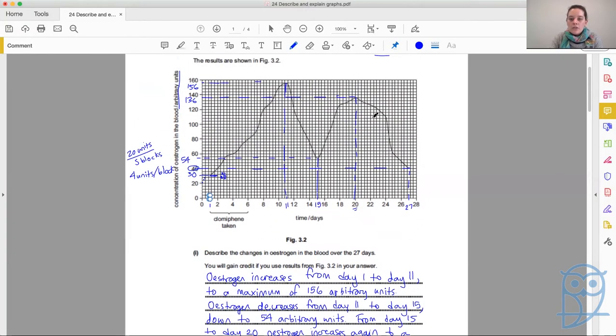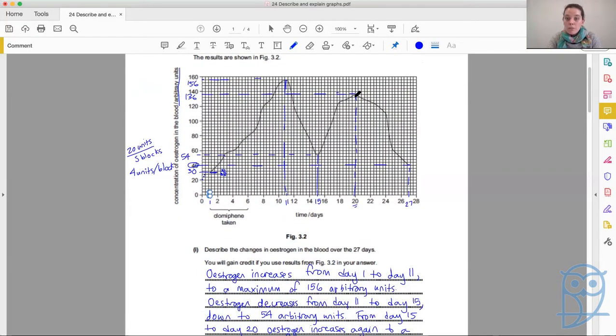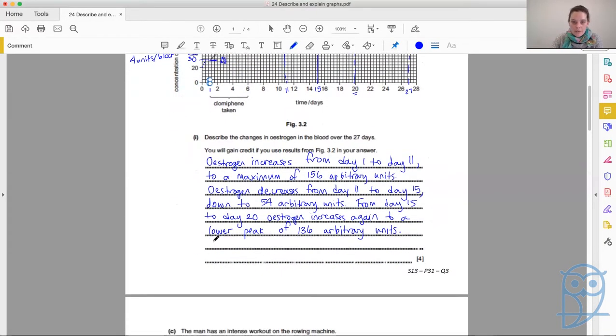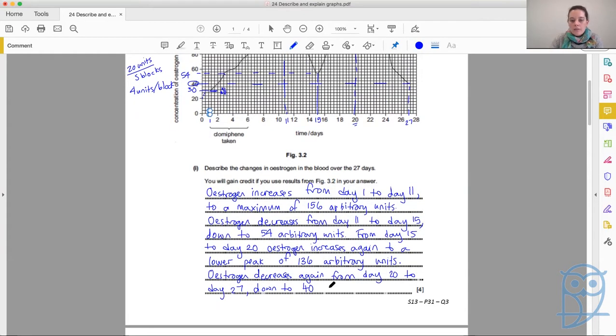Okay, then we've described up to day 20. They want us to describe all the way over the 27 days. So what happens next? Well, from day 20 to day 27, we decrease again. So estrogen decreases again from day 20 to day 27 down to 40. Remember, we went across here, at the bottom of here, all the way across straight onto 40. Arbitrary units.